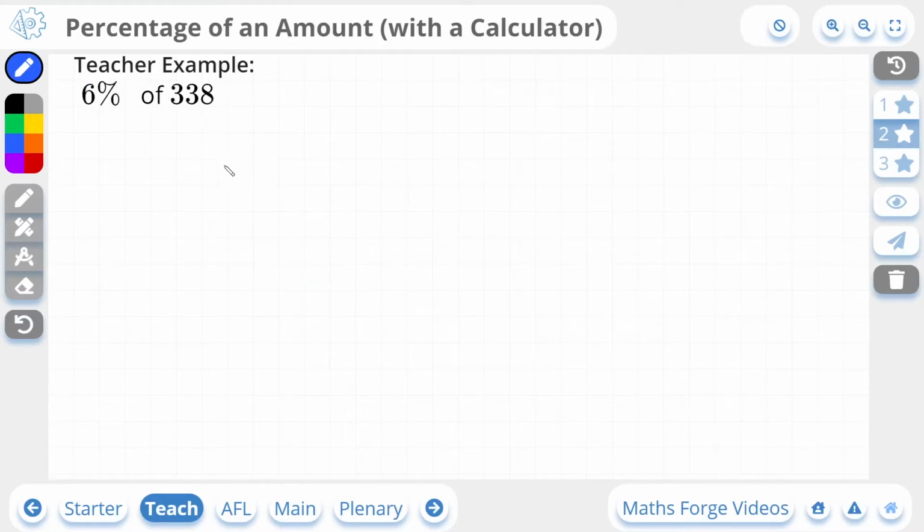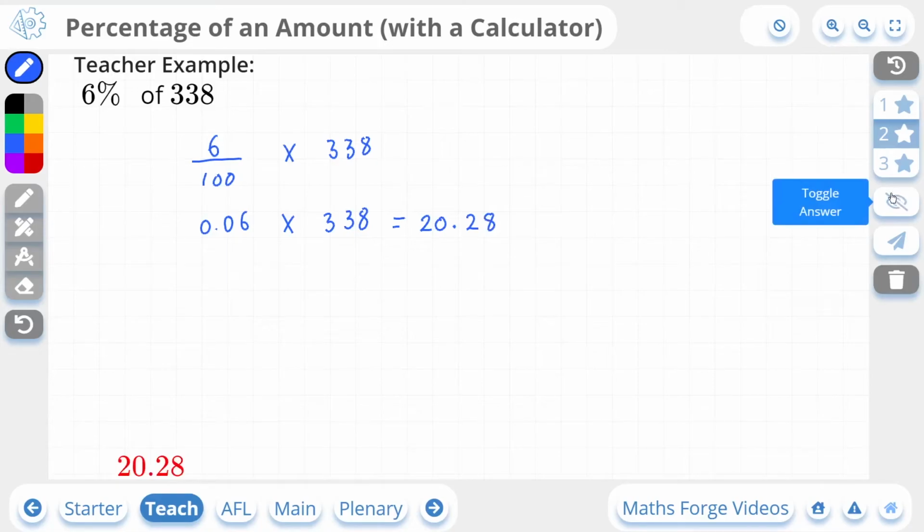We'll do another two-star example. Here we're finding 6% of 338. So to find the multiplier for 6%, we're going to do 6 over 100. We're then going to multiply this by 338. 6 over 100 gives us 0.06, and then we multiply this by 338. This gives us an answer of 20.28. And if we check our answer, there it is.